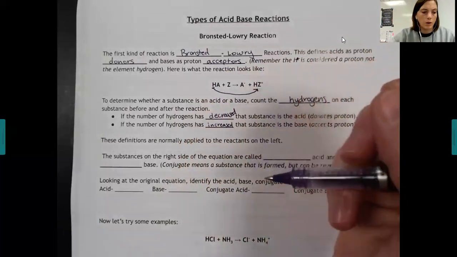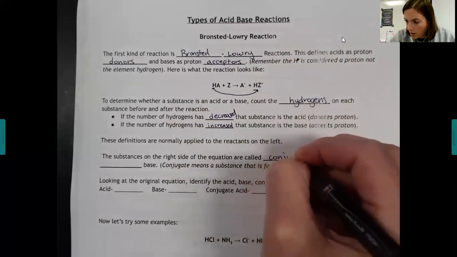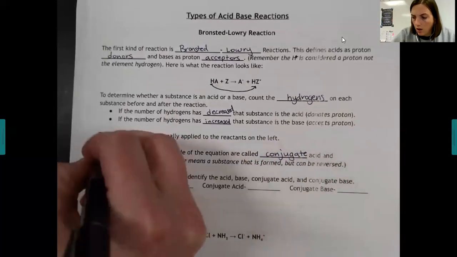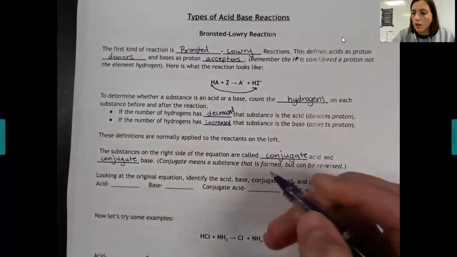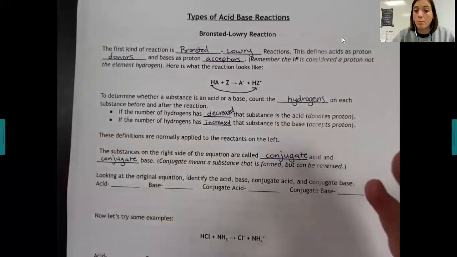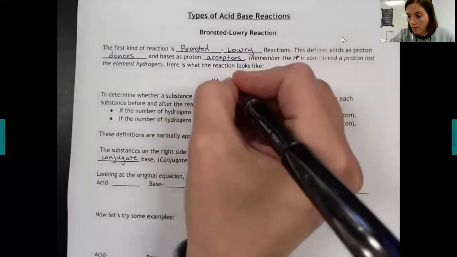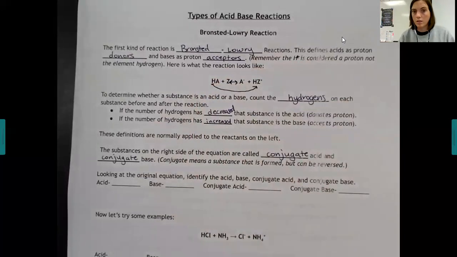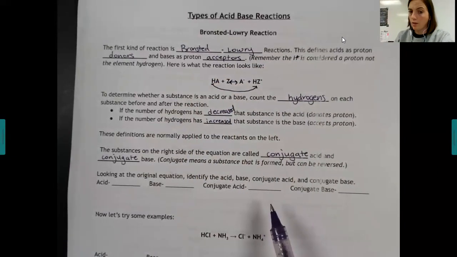The substances on the right side of the equation are called the conjugate acid and the conjugate base. Conjugate means that a substance is formed, but it can be reversed. So the conjugate acid can go back to the way that it was, and the conjugate base can go back to the way it was. Think of these reactions as going two ways. Looking at the original equation, let's use these definitions to identify the acid, the base, the conjugate acid, and the conjugate base.